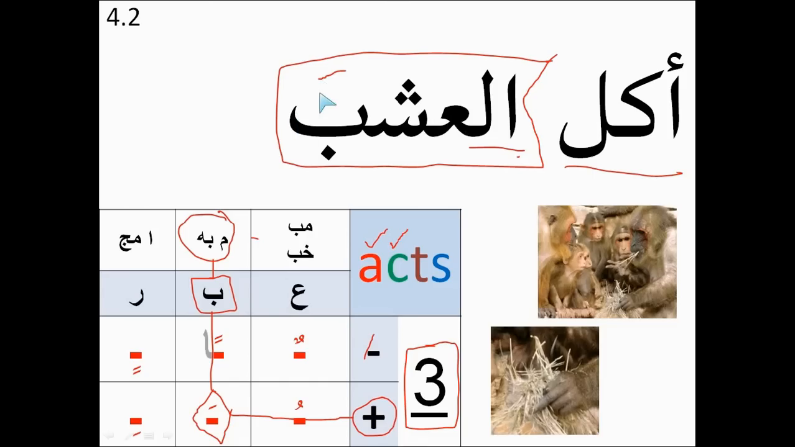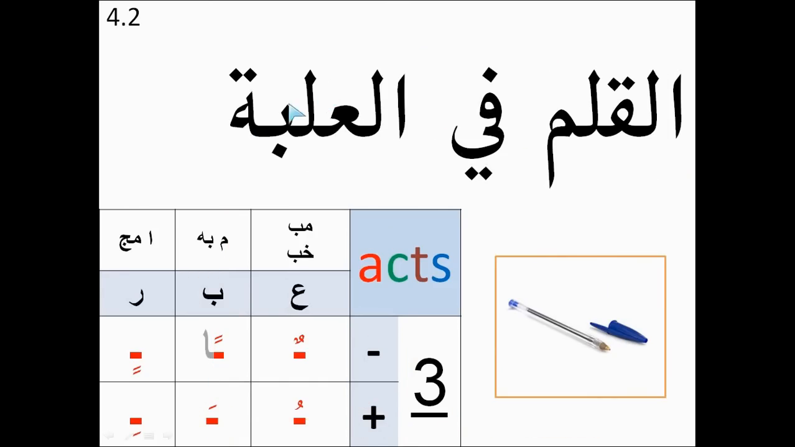Let's take another example. Al-qalam fil ulba. So we have a couple of words here. The two nouns that we're really interested in are al-qalam and al-ulba. Al-qalam, if you remember, we said is the mubtada. So there is the mubtada. So we worked out the A. We know now that all mubtadas are marfu'. So we worked out the case.